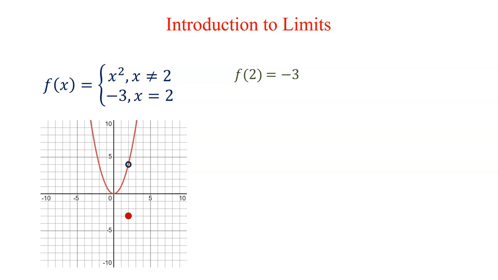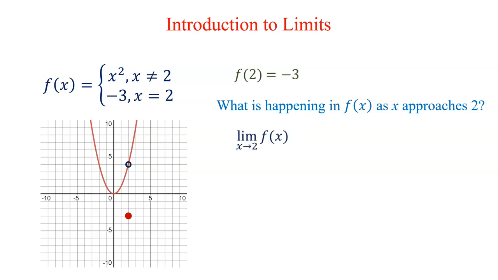But we'll consider a scenario in which we hadn't seen before. Let's consider what happens as we approach the 2 in the f of x. There's a special way of writing what we want to do here. It's called limits. So what this reads right now is the limit of f of x as x approaches 2. So what we're trying to determine is, is there a trend in our graph as we get closer and closer to x equaling 2? Is there a trend that the y is approaching?